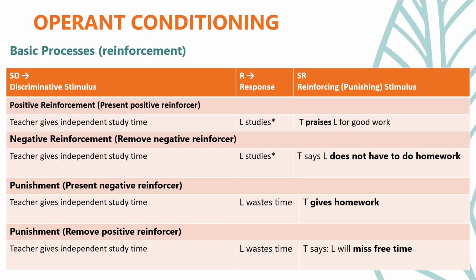The third example is the teacher gives independent study time and the student wastes the time and the teacher gives homework. So this is presenting a negative reinforcer. In the last, the teacher gives independent study time. Again, L wasted the time. The teacher says L will miss free time. In the third example, something was given. In the fourth one, something is removed.